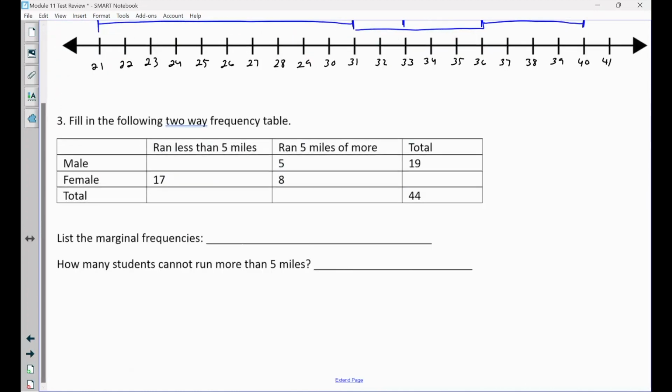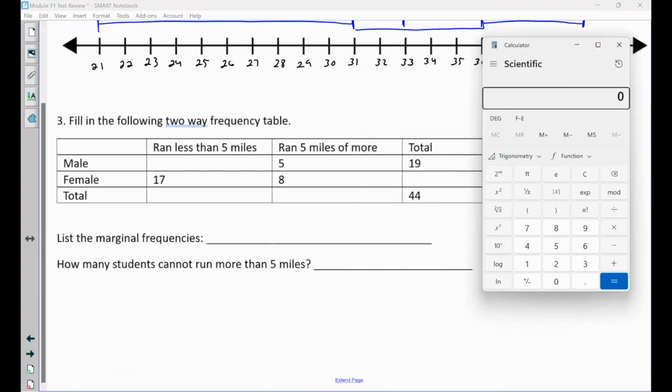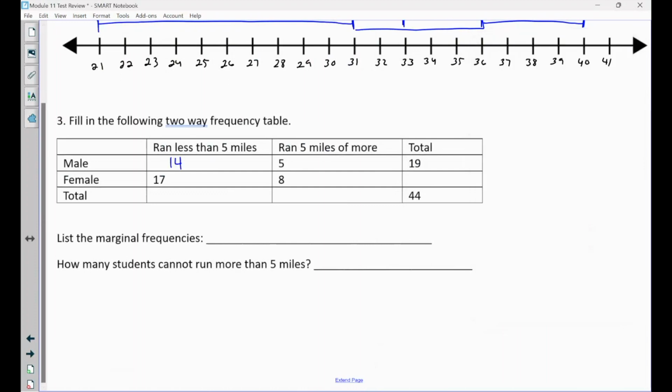Alright, now we've got our two-way frequency table. So first, before we can answer any questions, we have to fill out our missing pieces. So for that, we're going to need our calculator. Alright, so first I want to figure out how many males ran less than 5 miles. Since I know my total number is 19, I already know that there's 5 males that ran more than 5. That's going to leave me with 14.